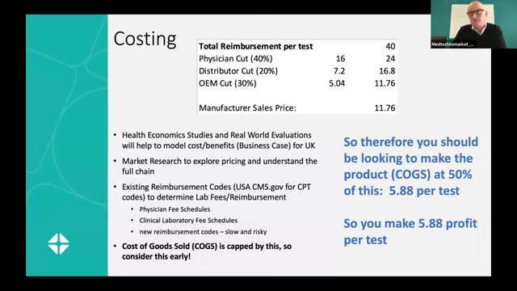Now for the UK and for some European countries, having a detailed health economics and a business case is also needed, to show that there's a cost benefit of using the test. So it's a slightly different way of costing your products.